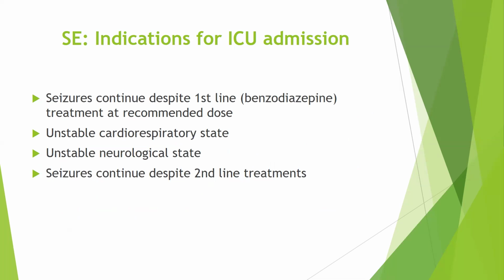So, indications. Will you admit this patient to the ICU? Why will you admit the patient? When the seizure continues despite your first line treatment at recommended doses, and the emphasis is on recommended doses. You can't underdose your patient and say the patient is not responding. Also when the patient has an unstable cardiorespiratory state or an unstable neurological state, and when the patient continues to seize despite second line treatment, these are indications for ICU admission.